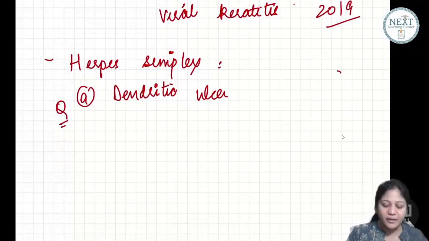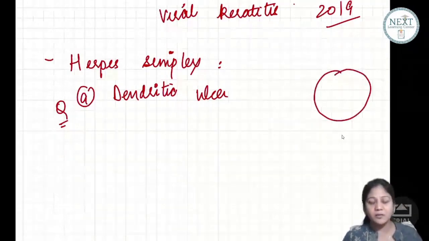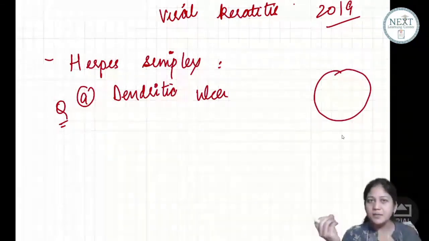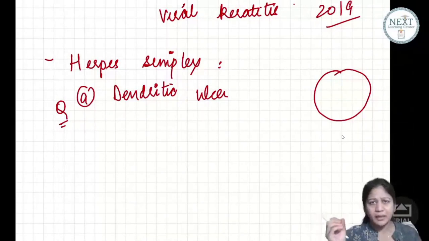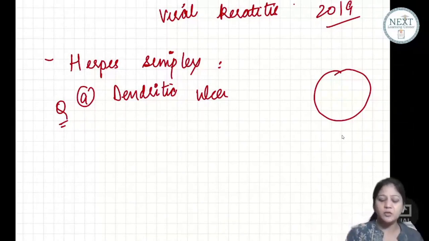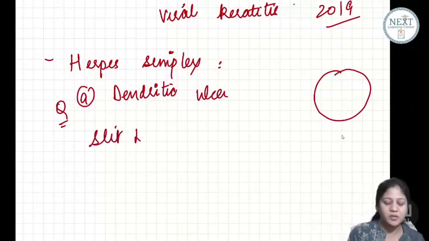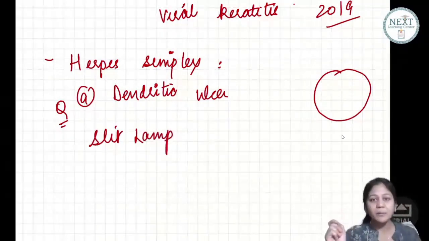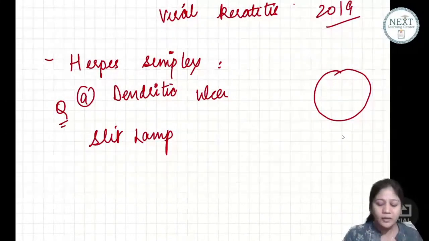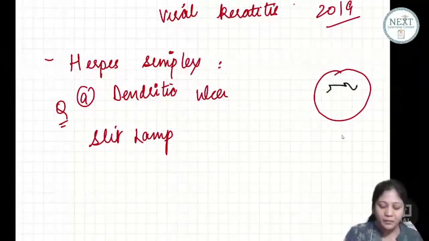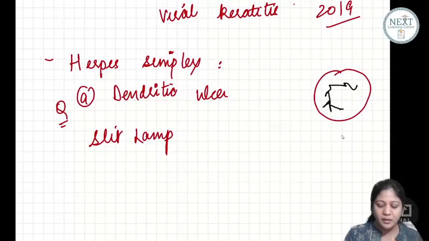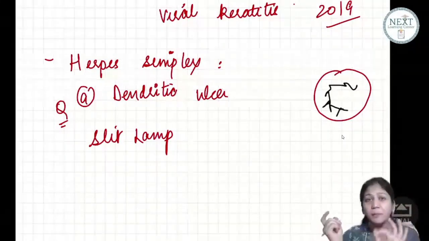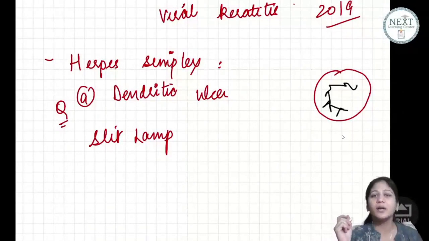Now guys, this dendritic ulcer is very special. Try to understand. It's difficult to see this kind of ulcer with the naked eye. It is not visible to the naked eye, so you need a slit lamp first of all to diagnose. When you see the patient on the slit lamp, you will find this kind of pattern. Please appreciate, 1 to 2, 2 to 4, something like that. So this is a branching pattern. This is called a dendrite.